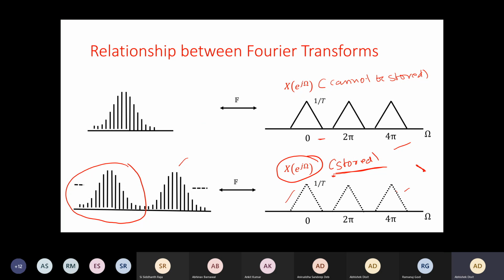What I am trying to say is, if you store this spectrum, you have every information about the original signal. Nothing is lost. If I simply store X(e^{j omega}), that means if I sample this X(e^{j omega}) at discrete points, then I can store this. Does this stored signal have every information about this signal? Yes, it has. This stored signal has all the information about this original signal. No information is lost, if you see clearly.